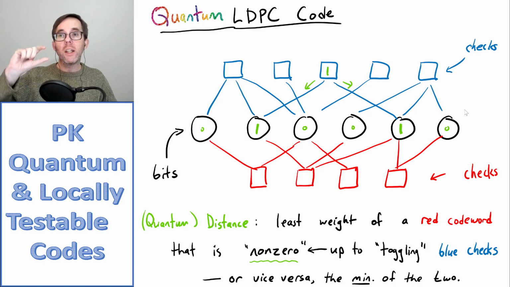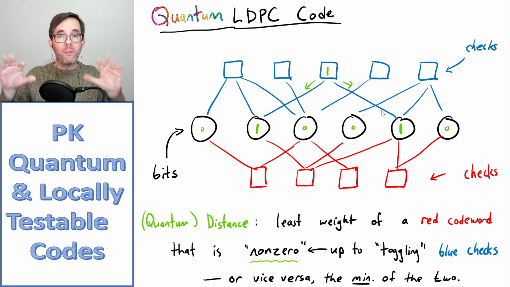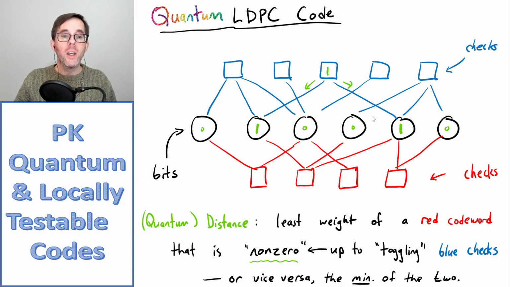I mean, from 0. If you can toggle a code word down to all zeros by toggling blue checks, then you don't have to count it for the purposes of distance. So you want to look at the minimum weight of any string that's a red code word that can't be toggled down to all zeros by toggling blue checks. So this should be large, and it's not symmetric, so you also need the vice versa condition. You're hoping that all blue code words that can't be toggled down to the all zero string by toggling red checks should also have linear Hamming weight.